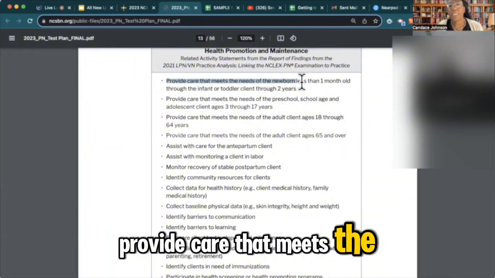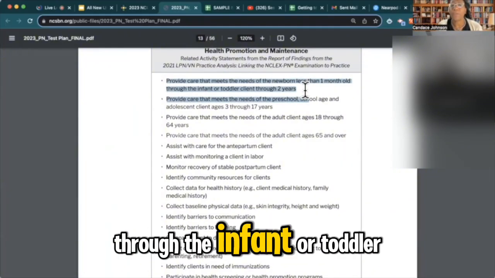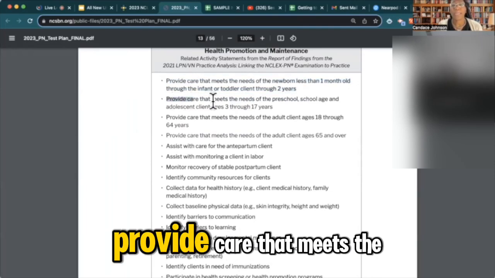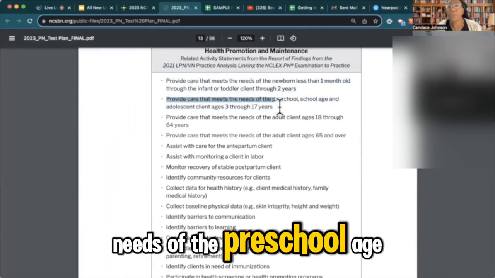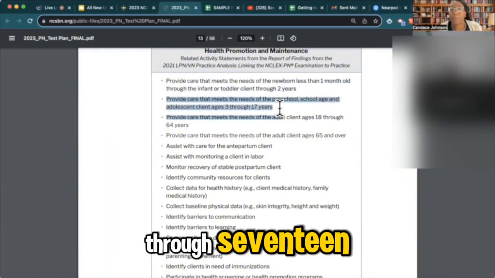Provide care that meets the needs of the newborn less than 1 month old through the infant or toddler client through 2 years. Provide care that meets the needs of the preschool age and adolescent child ages 3 through 17.